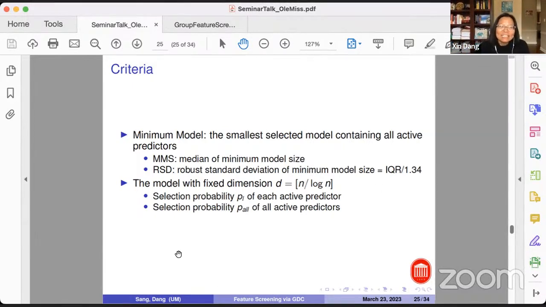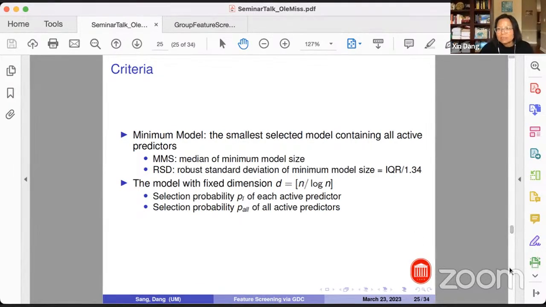And the other way is choosing the model with a fixed D. This is usually the case in practice: your D is chosen to be N over log N. With this model, we find the selection probability of each active predictor, or the probability of including all active predictors.